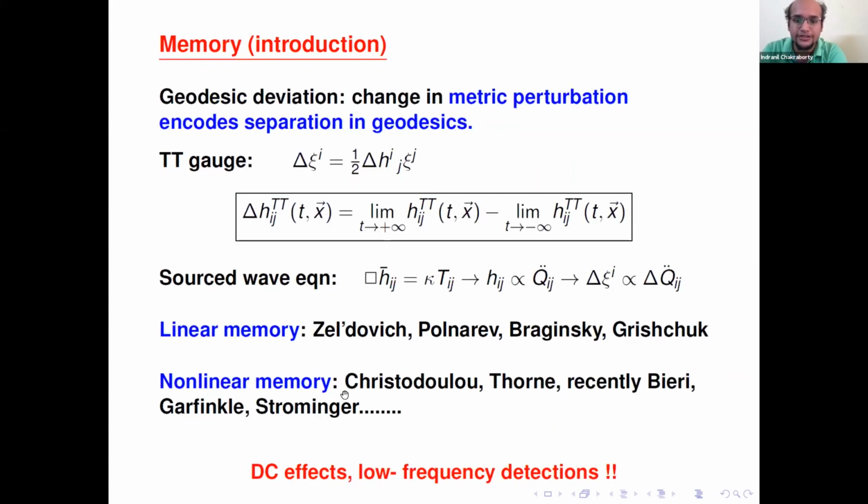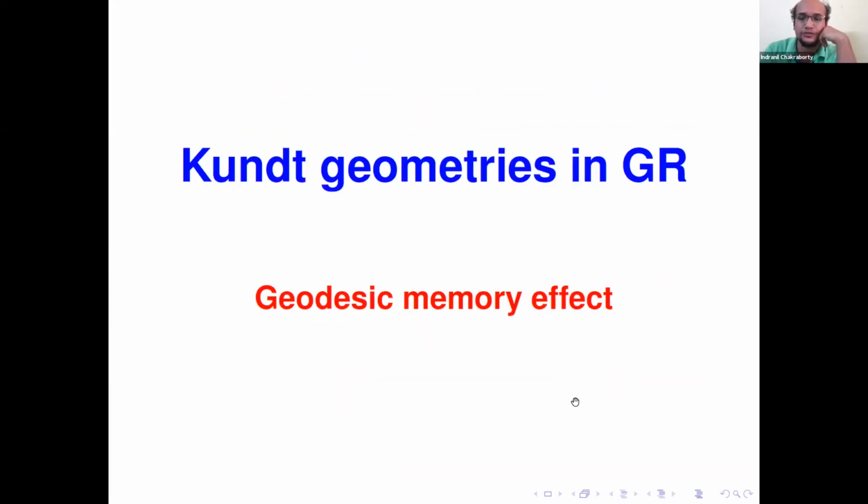There have been many eminent relativists who have worked in this field, whose names I have written, but this list is long and I have not mentioned many of them. What I'd like to emphasize is that both the linear and non-linear memory are DC effects, and there are predictions for detecting them using low frequency detectors like LISA. Now the main topic of Kundt geometries.